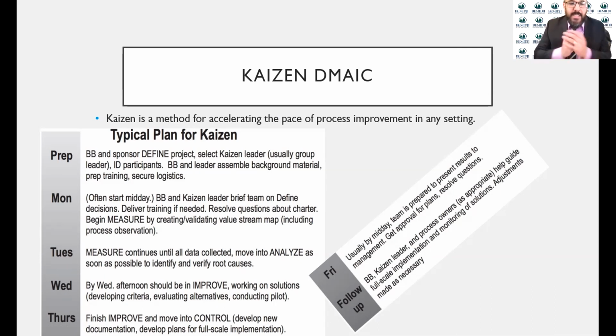And this is basically a sample of a schedule that you could use in the Kaizen DMAIC, in which most of the work is going to go on the black belt and the sponsor of the project. They're going to do a lot of the work behind the scenes before involving the team, all the team. And this is one way, an effective way actually, of doing it.